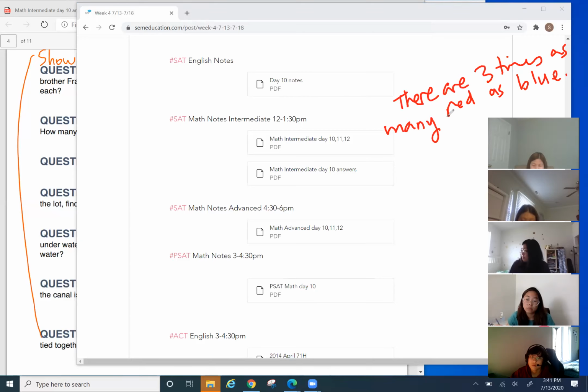There are 3 times as many red as blue, means there is more red. So you have to set it up as red is equal to 3 times blue, because if you have one blue, you have 3 red. Does that make sense? So it's better to think while you're translating here instead of just directly translating without thinking. Okay, so please don't get confused there.